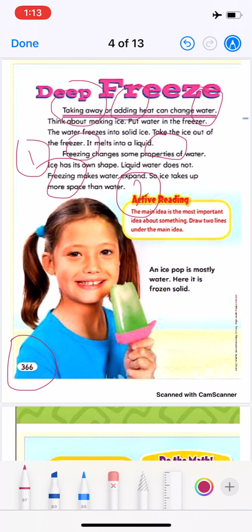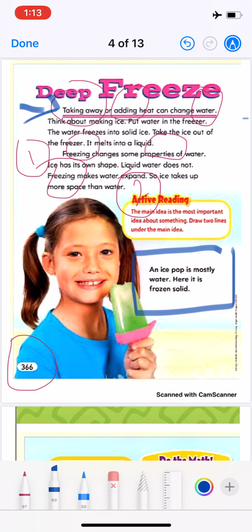So if anyone asked me, what are the two ways that freezing changes properties of water? Freezing water makes ice, which has its own shape. The second thing, freezing makes water expand, become bigger. Now, what is the main point in here? As I read at the beginning, taking away or adding heat can change water. Look at the girl, she is eating an ice pop. And an ice pop is mostly water. Here it is a frozen solid.